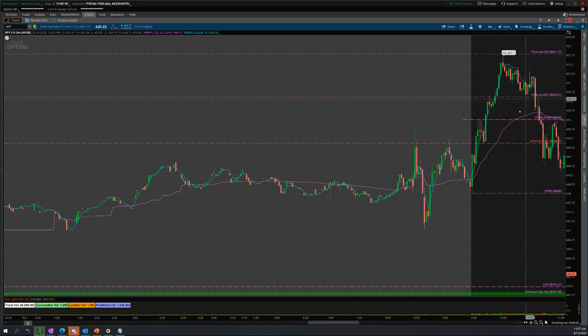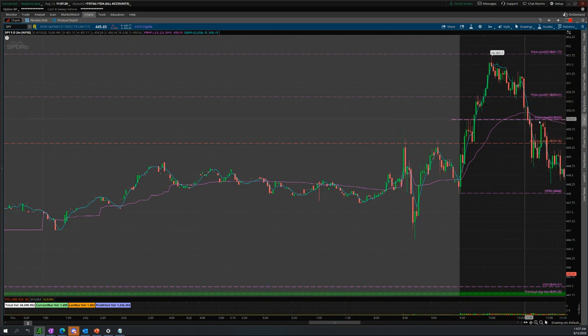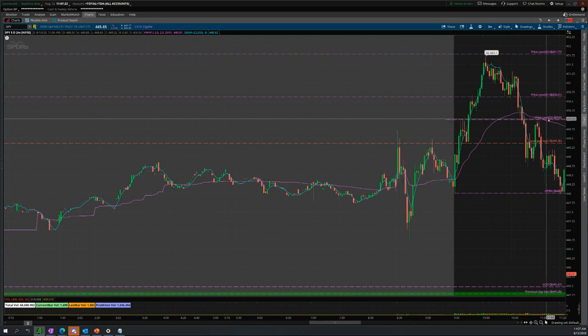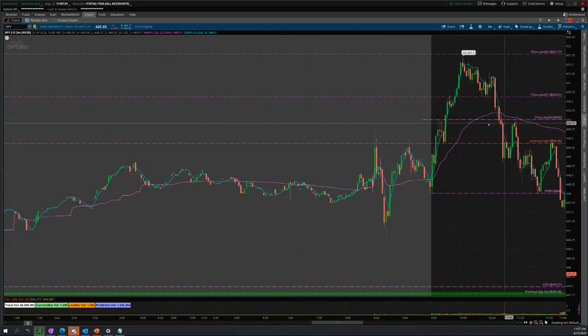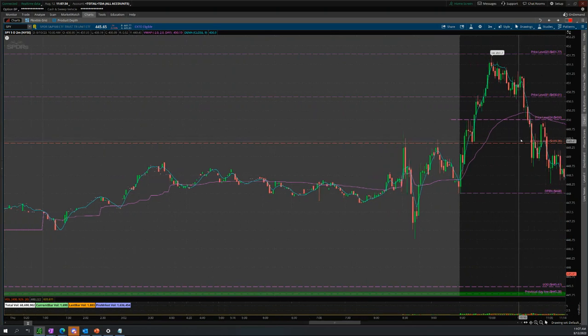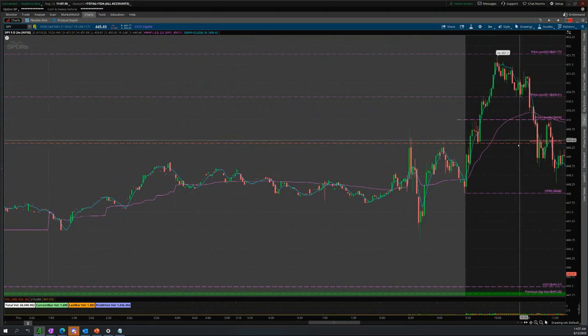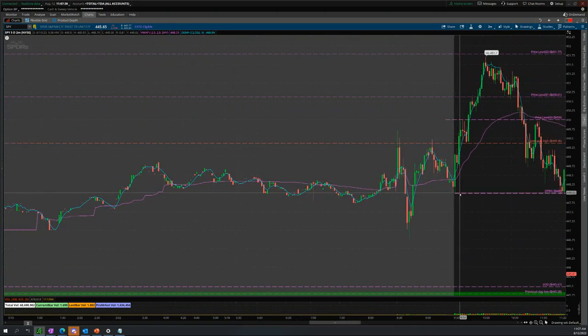And now this 450 level played a significant role, because now we've broken below. We start playing with 450, and right now I'm not making any other trades. I'm just letting the market play out. And then we come down to the open here.